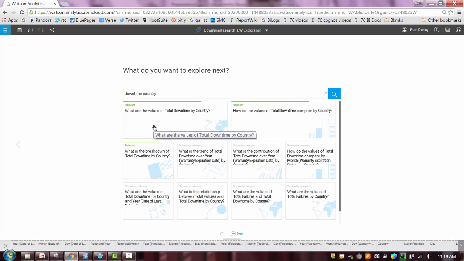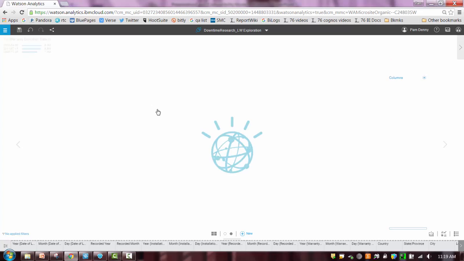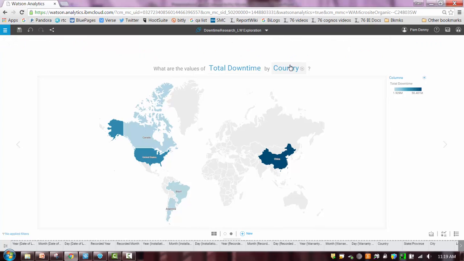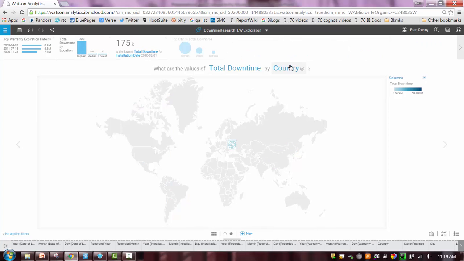As she types in the words downtime and country, Watson again presents a number of things that she can look at, and this is what she's interested in. What's my total downtime by country? As Watson presents the view for her, she can immediately read the graph, and it's telling her the darker areas, those in the darker shades of blue, have the highest amount of downtime. Watson also presents some interesting information for her up top, but she wants to drill down a little bit more. Let me look at this same downtime, not by country, but by state.